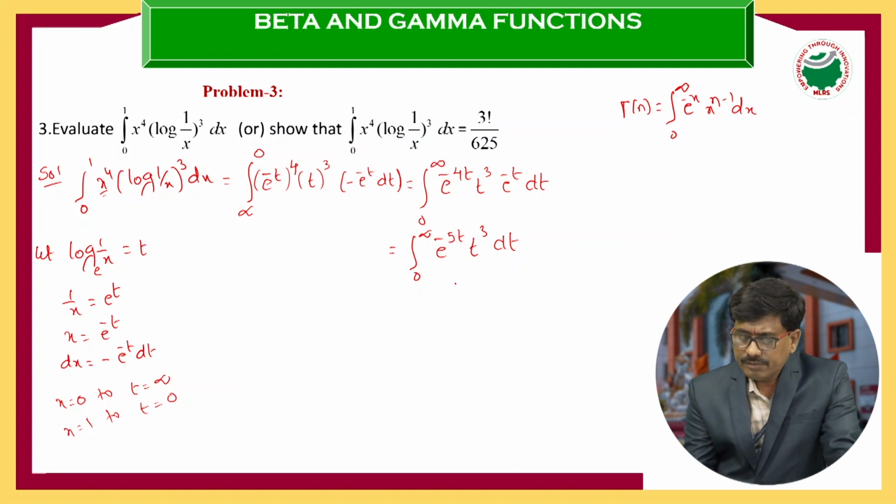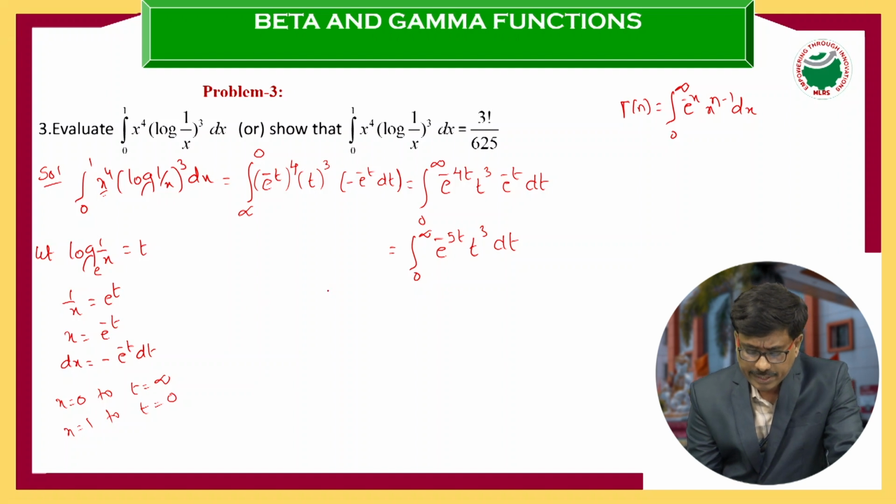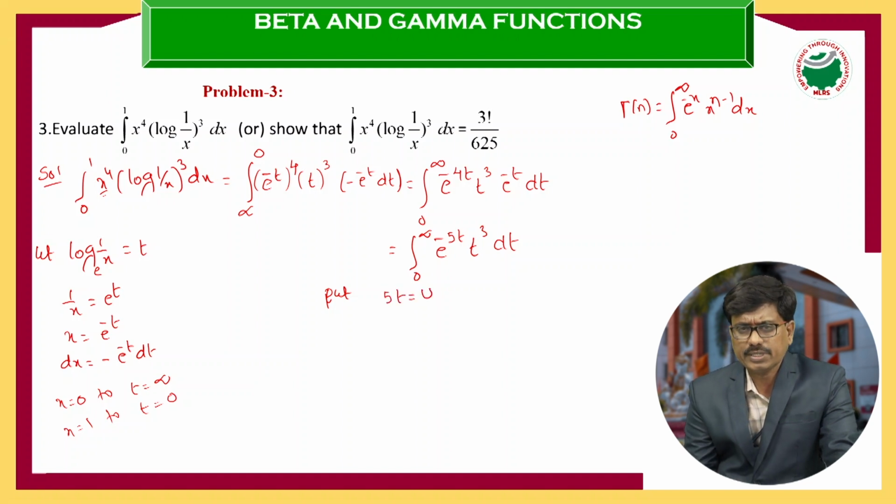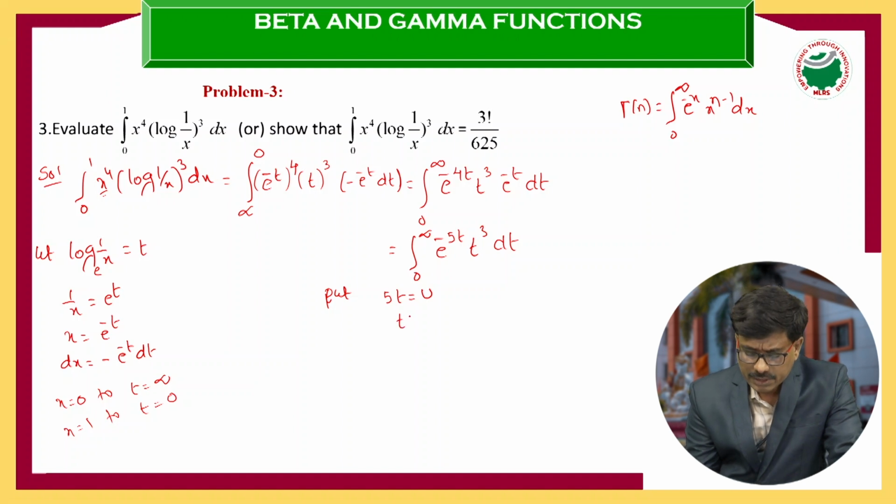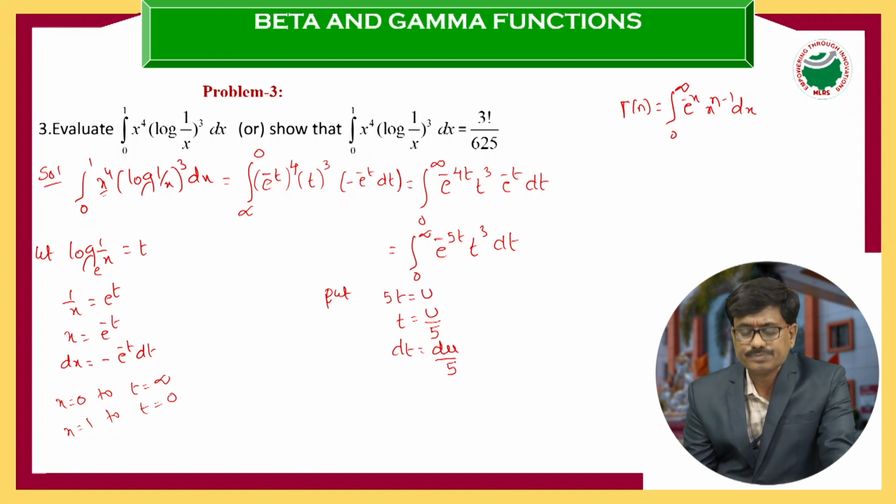See here, whenever we are taking such integral values, there is a coefficient of minus 5. Let me take one more variable, put 5t equal to some variable u, or you can assume any other variable also. What is the t value? The t value becomes u by 5, and dt is equal to du by 5.